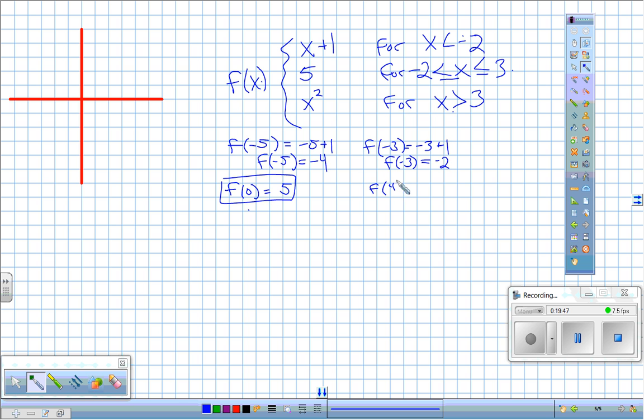Okay, let's try f of 4. Where does 4 fall at in these equations? Since 4 is greater than 3, I could write a 4 here and make a true statement. Okay, so I will plug it into this equation and I will get 4 squared. So f of 4 will equal 16.